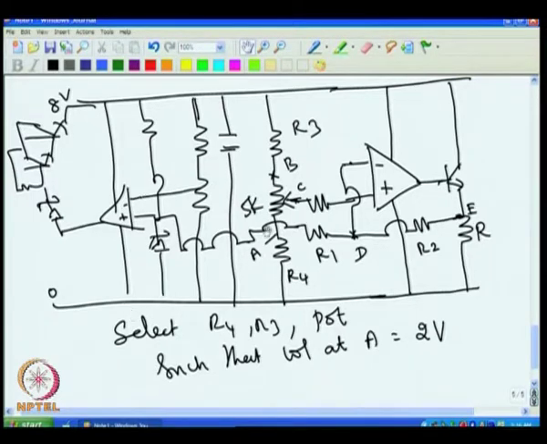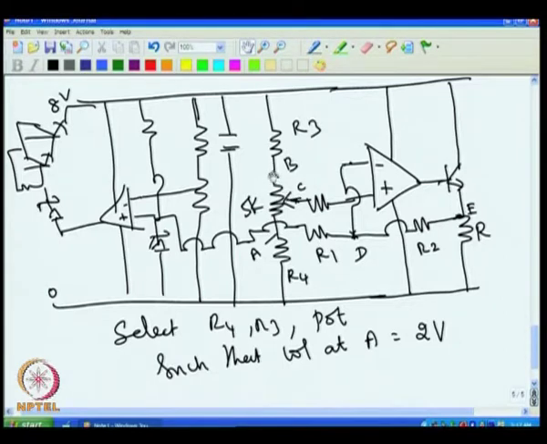We can keep about 0.5 milliampere to 1 milliampere current for this, that is a practical value, but we can adjust this to R4, because we know this is 8 volt. So, it is not difficult to calculate what is the value required for R4, because this is known as 5K. So, one can select R4.